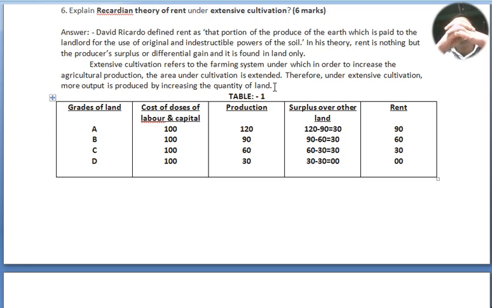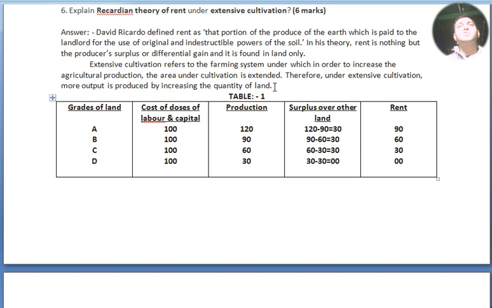The answer is: David Ricardo defined rent as that portion of the produce of the earth which is paid to the landlord for the use of the original and indestructible power of the soil. In this theory, rent is nothing but the producer's surplus or differential gain, and it is found in land only.